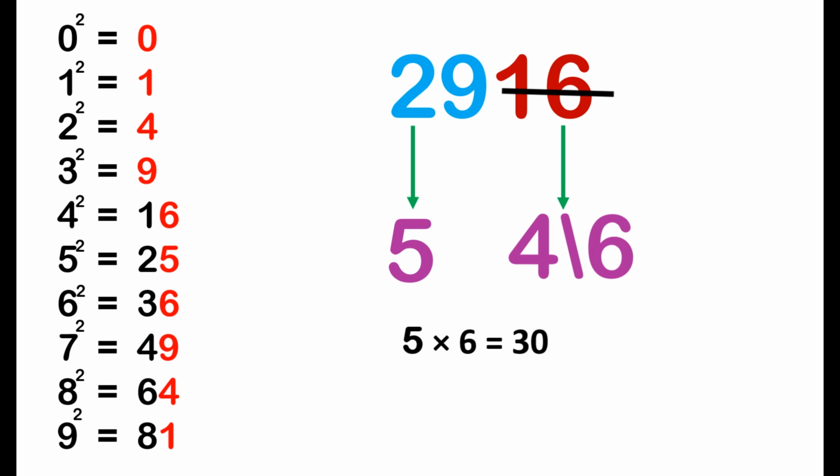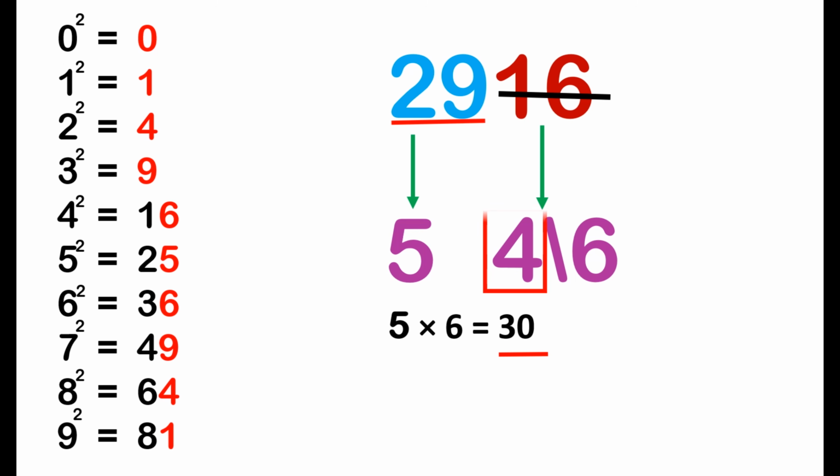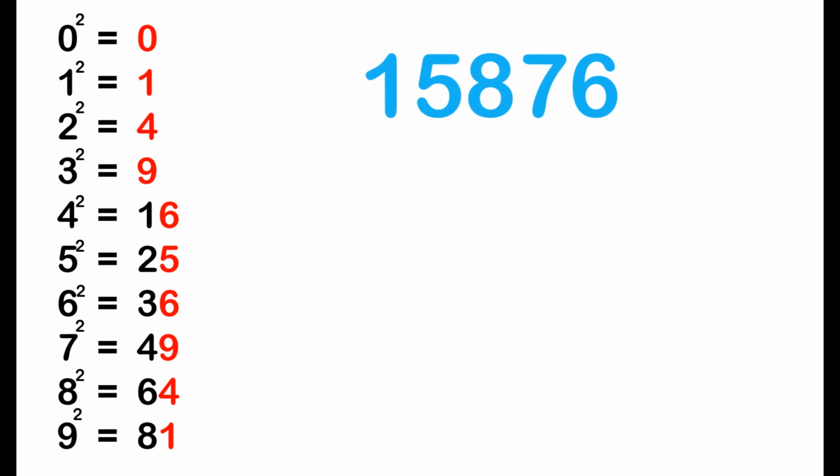Now take this 5 and multiply it by the next number after it, which is 6, to get 30. Since 29 is less than 30, hence we choose this lesser number, or 4. Therefore, our answer is 54. So far, so good.